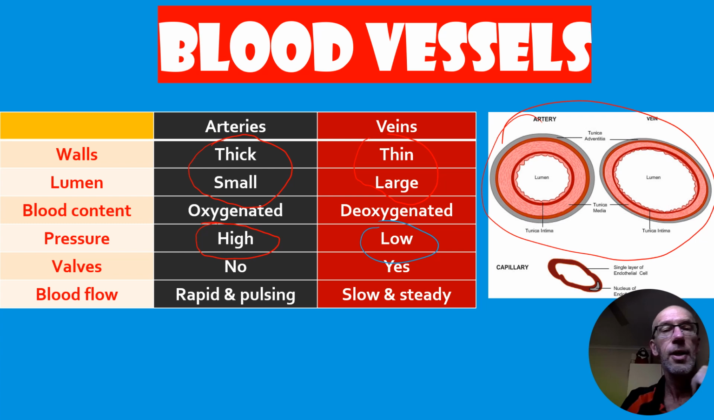And because of that lack of pressure, we need some valves to prevent the backflow in our veins. Because of the high pressure in our arteries, we don't need the valves because of those walls literally pulsing so that we can get that blood moving in a linear direction. Key point though is that our arteries are carrying blood from the heart that's oxygenated to the cells, and the blood that's being transported back to the heart is deoxygenated. It's come from the cells picking up that carbon dioxide.